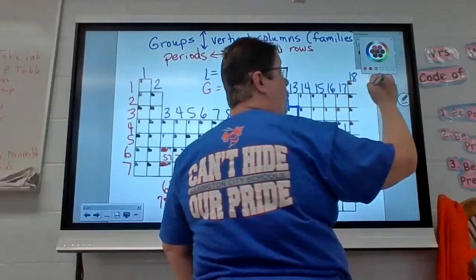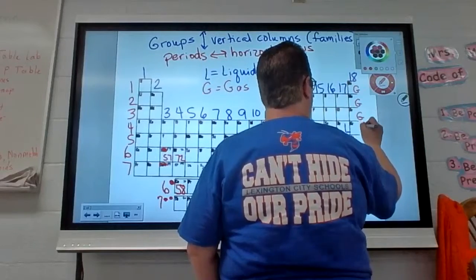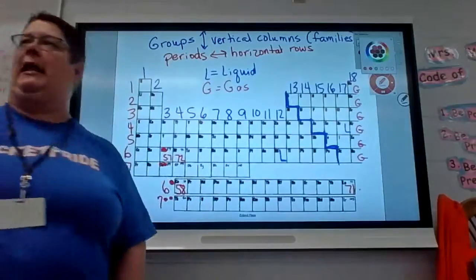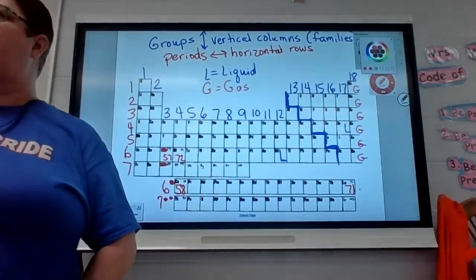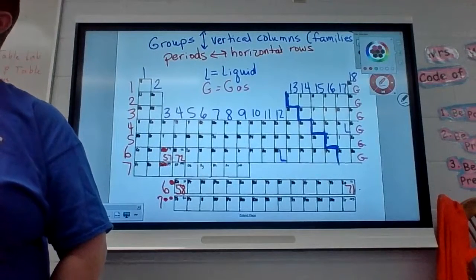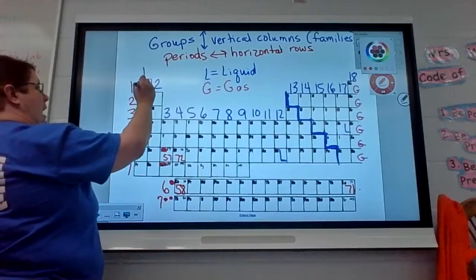So over here, don't make them real big because we're going to need other symbols here. So G for my noble gases. There's 6 of my 11. What 3 elements do we know are gases? Helium. That's a noble gas. Hydrogen is 1. So oxygen is 1.